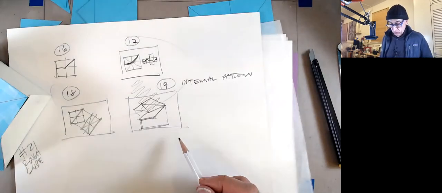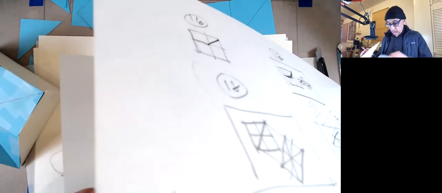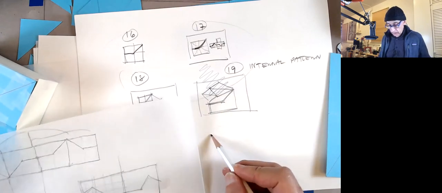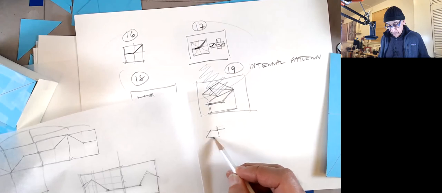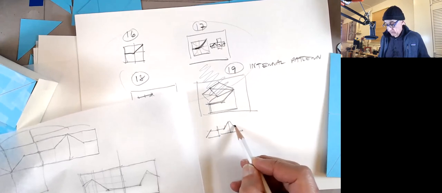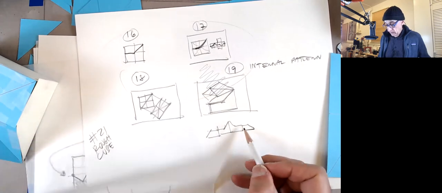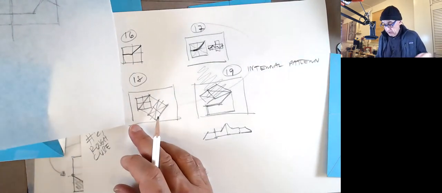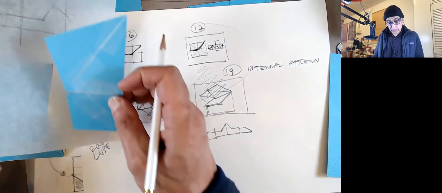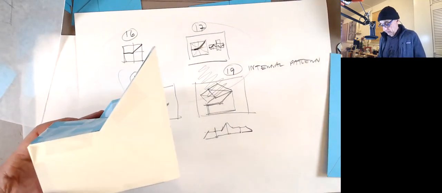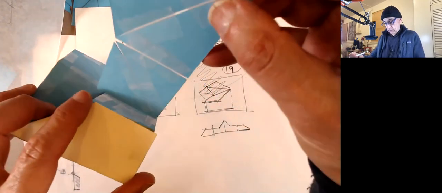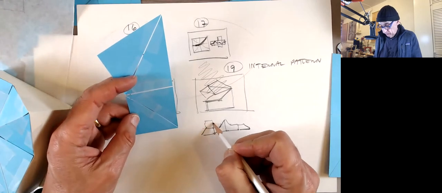And then 20 will be the full pattern. So 20 will be basically this design. And then attached to this also what we just described, right? And we just said that it would be connected. Let's see, like that. So this would be here. In this particular case, this would be here.